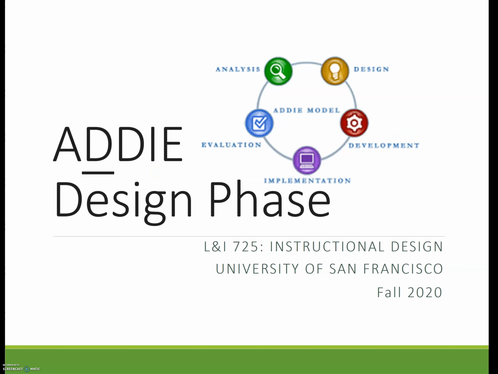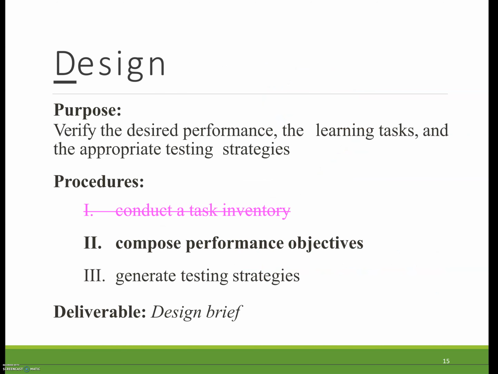We are returning to part 2 of the ADDIE model, which is the design phase. In the previous video, I talked specifically about the first step of the design phase, which was to conduct a task inventory. And so now I'm going to talk about the second procedure, which is the second step that you all will be doing in your IDA number 2 for the design brief, which is composing performance objectives.